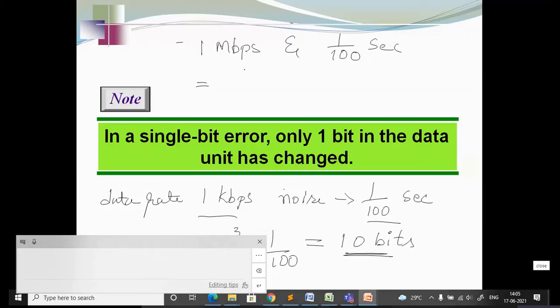Quickly, somebody answer. 1 mbps is the data rate. Here I have just changed the data rate. When I change the data rate, obviously the number of bits affected should be more. What is the answer? How many bits got affected?